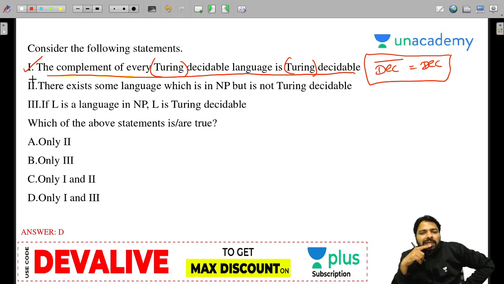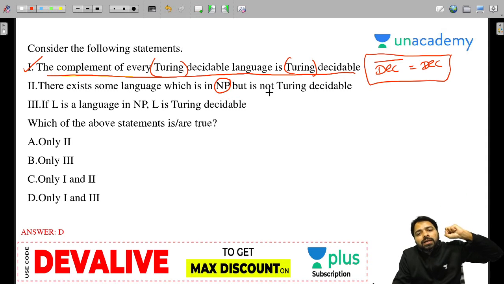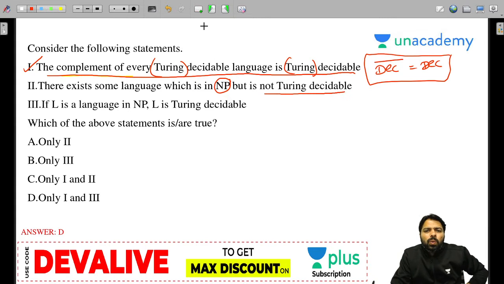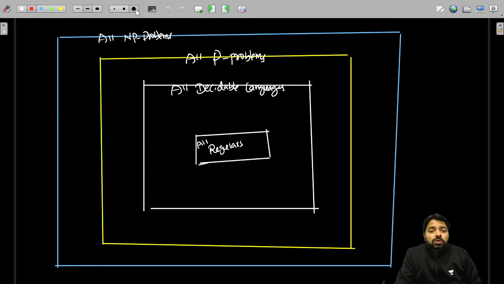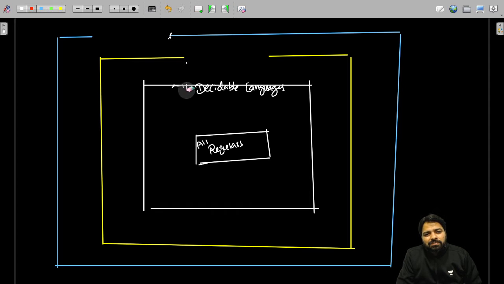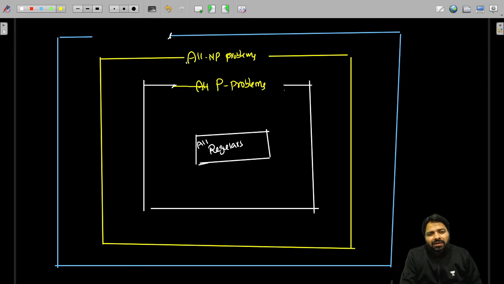That's true. And there exists some language which is in NP, but not Turing decidable. There exists some language. Oh, sorry, that's a mistake of mine. Just wait, guys. Just my mistake it is. Sorry, guys. This is all the P problems. This is all the NP problems. These are all decidable languages, guys.